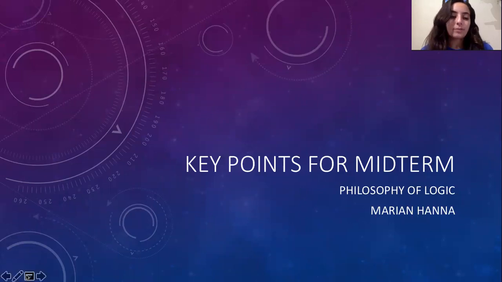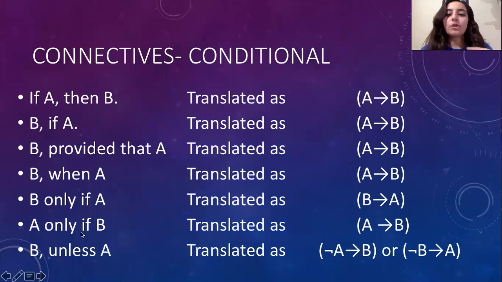So let's get started. Okay, so I think the connectives, the conditional, is definitely the most challenging conditional. So I wanted to lay out basically all these translations to remind you guys how it's translated so you don't get confused on the exam. This is from your slides. Basically, if you see if A, then B, then you don't change the order, you just take it as is. A, arrow, B. Okay, so that's the most simple one.